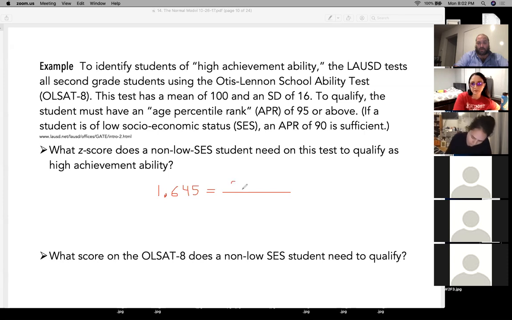Could you just do regular algebra? So I got n minus 100 over 16 equals 1.645. Yes, 1.645 more specifically. And then you just multiply by 16 to cancel that out, and that got me 26.32 on that side. And then you add 100, and that gives you 126.32 for n. And there's your answer.